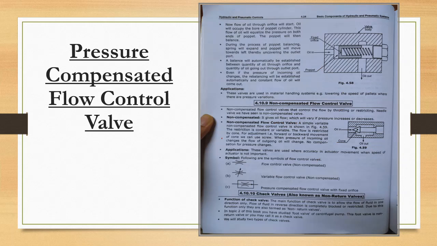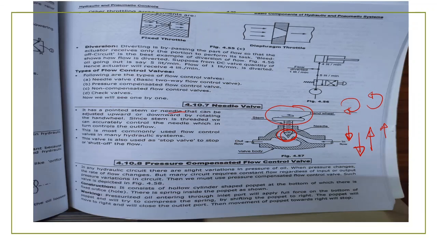Now we will move to the next part, that is nothing but pressure compensated flow control valve. This is very important. Let me explain each and every point of pressure compensated flow control valve. In any hydraulic circuit, there are slight variations in pressure of oil. You know that you need to control the pressure of oil, and the pressure of oil can be controlled by controlling the flow of that oil. So when pressure changes, the rate of flow also changes.